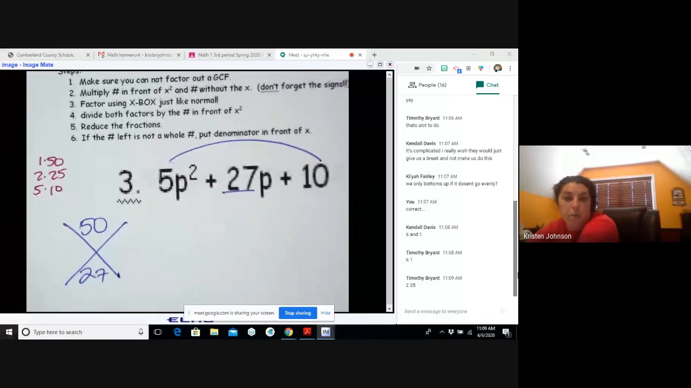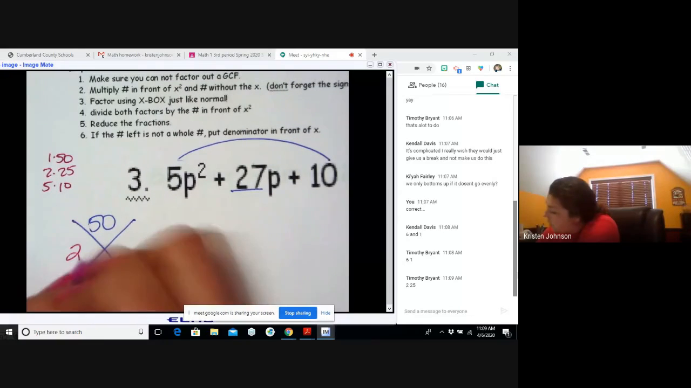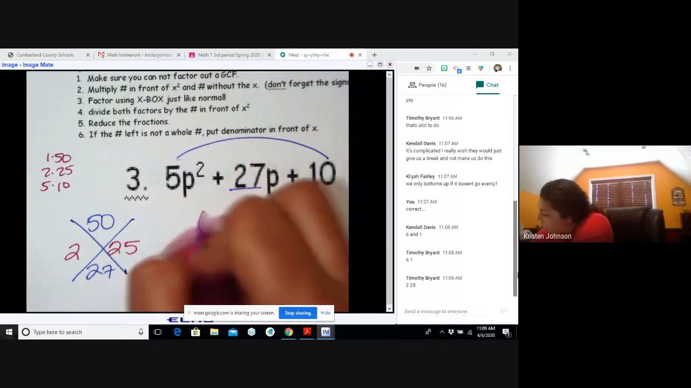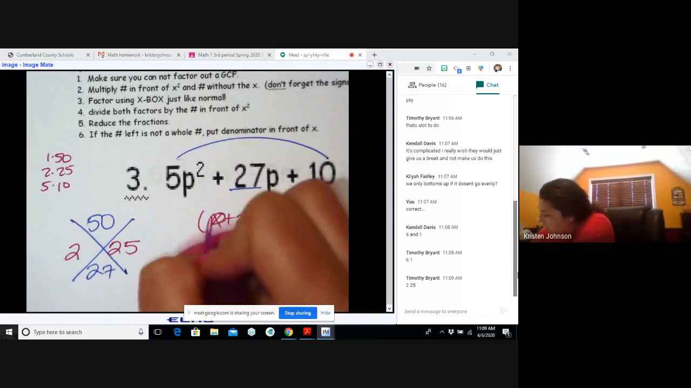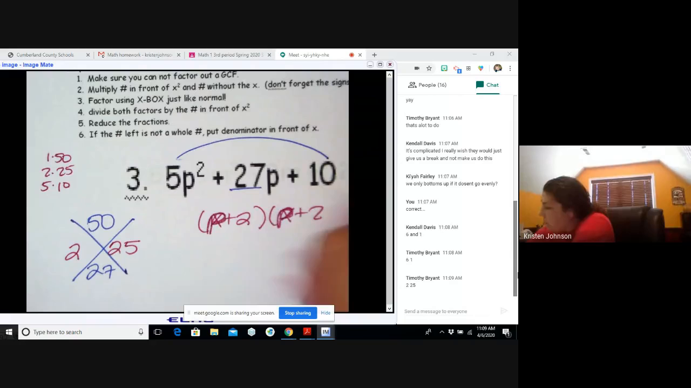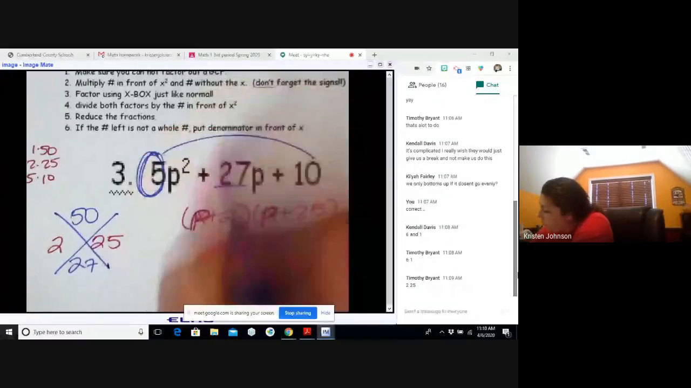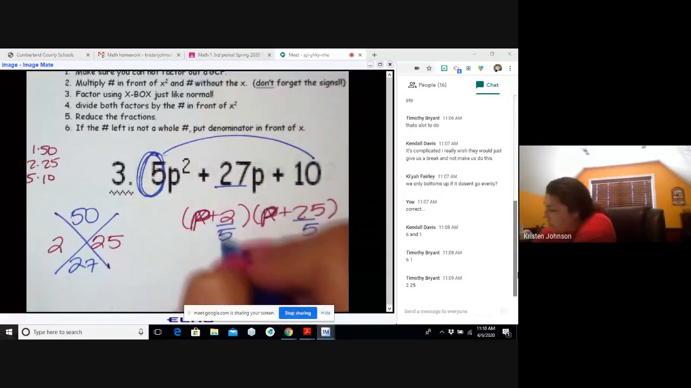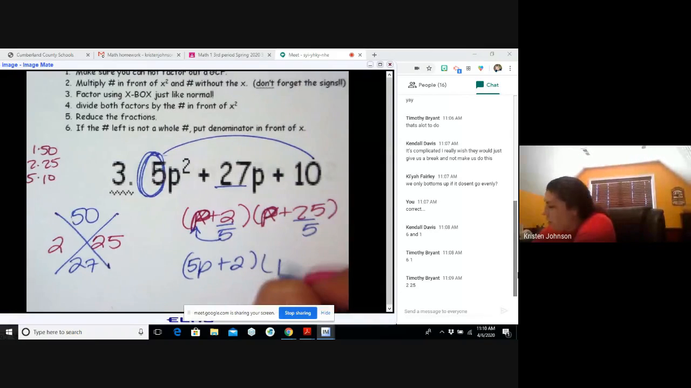Okay, so we're trying to get 27 out of here. So that is going to give us 2 and 25. Okay, so we've got p plus 2, sorry, I'm really bad about that, and p plus 25. I really don't care what letter you use as long as you have the right numbers. Okay, and then we're going to have to divide them by this front runner, which is 5. So it does not go evenly here. So that becomes 5p plus 2 because we bottoms up. And it does go evenly here, so it becomes p plus 5.